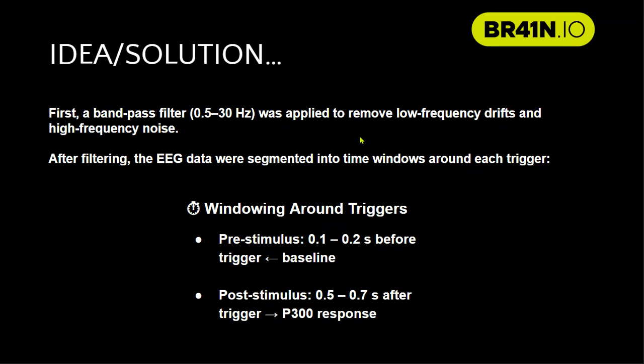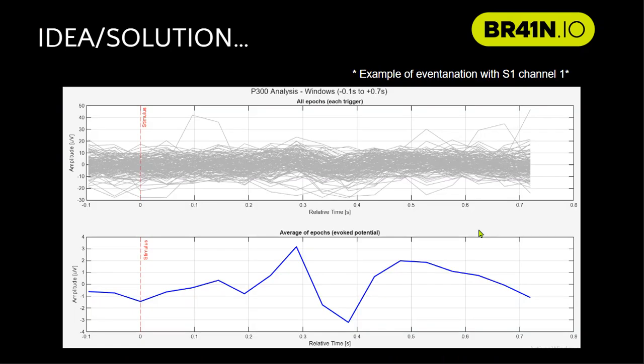Two approaches were given, pre-stimulus and post-stimulus. For pre-stimulus, it was around 0.1 to 0.2 seconds before the trigger, and post-stimulus was 0.5 to 0.7 seconds after the trigger, which we also know is the window where the P300 wave is found. We present our findings and how the data looks before and after we do our filtering.